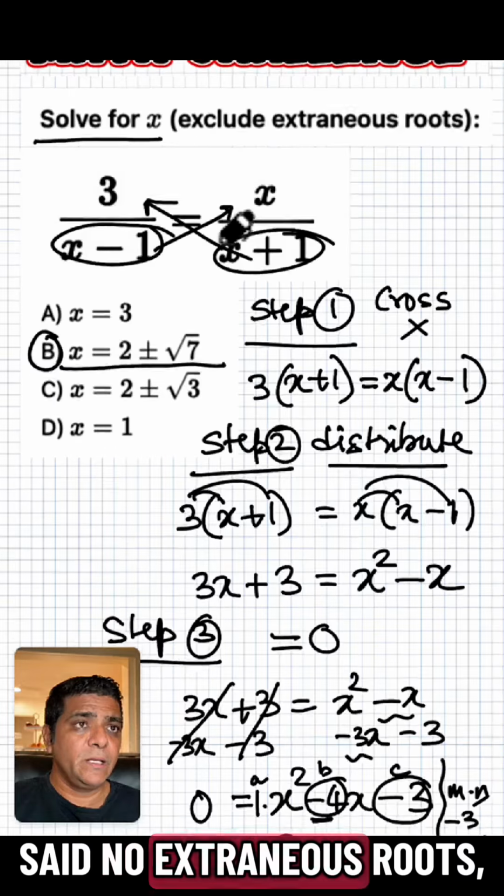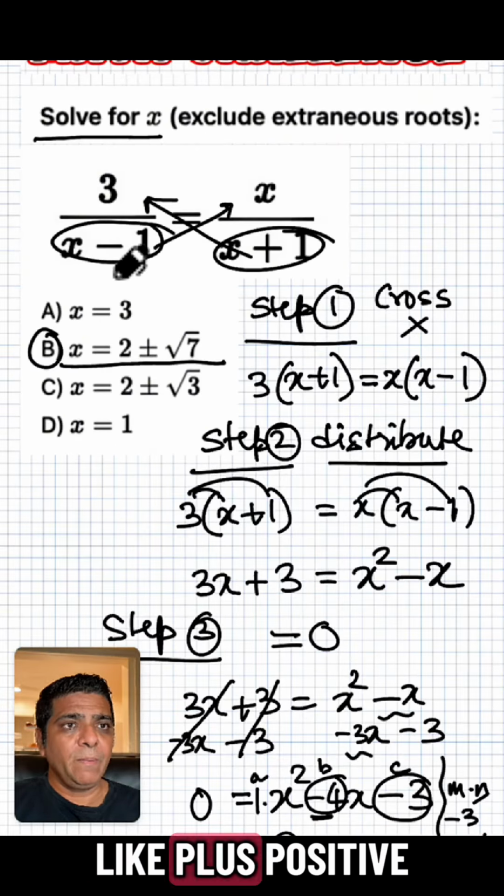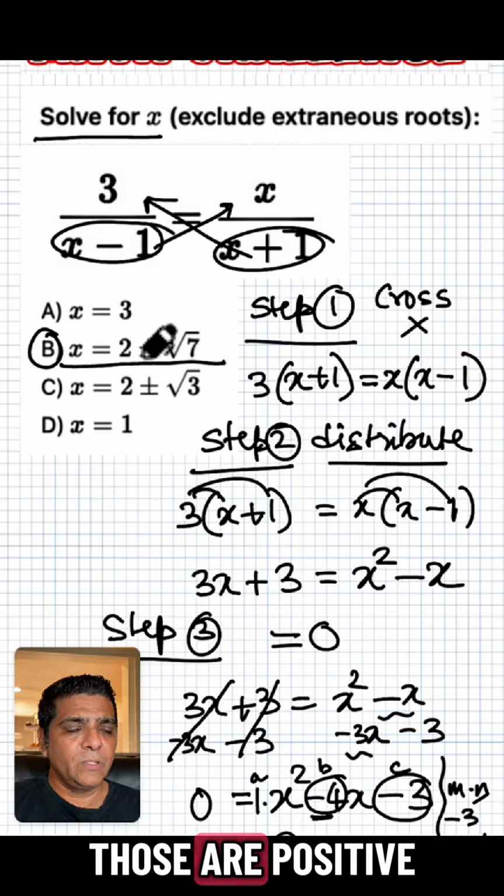And remember, it said no extraneous roots, which means we cannot include stuff like positive 1 or negative 1, but none of those are positive 1 or negative 1.